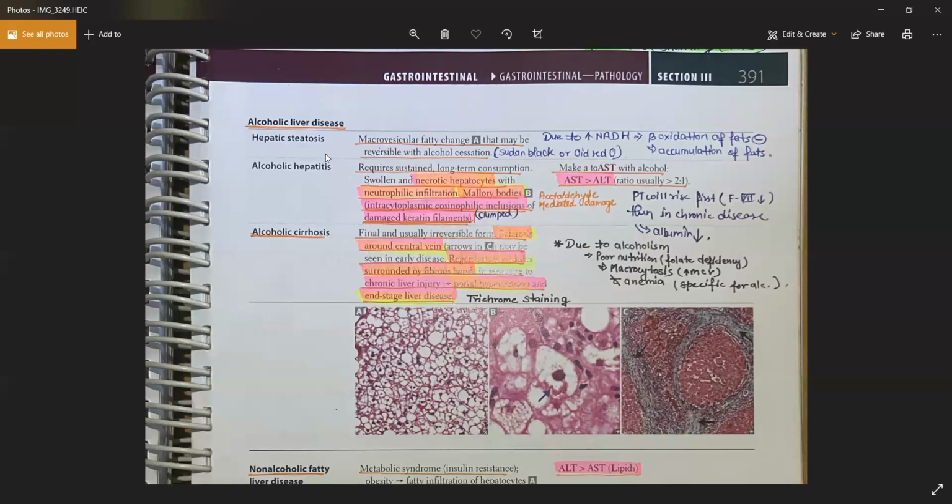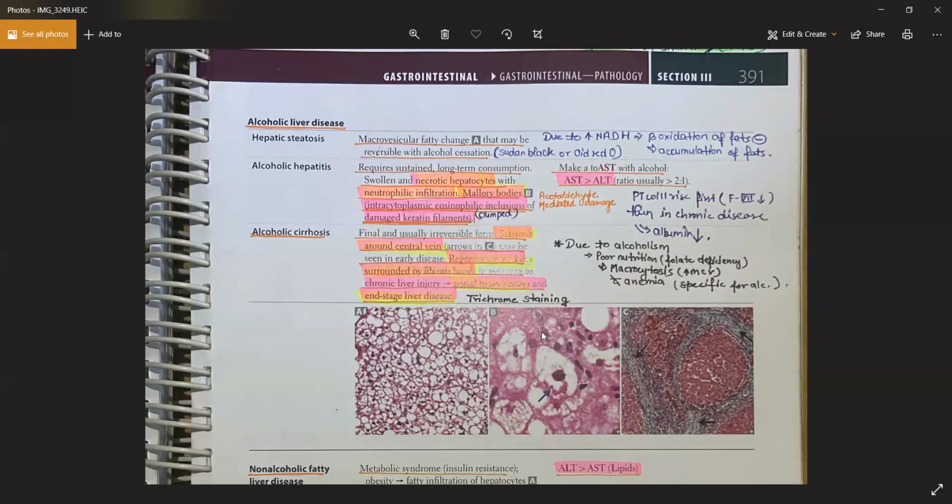Now, if you continue to drink alcohol, it can lead to inflammation of the hepatocytes, and that can lead to alcoholic hepatitis. It is a necrotic type of inflammation. The necrosis of the hepatocytes will occur, and because the necrosis is there, there's always neutrophilic infiltration, right? You will get intracytoplasmic inclusions of the damaged keratin of the cell, and these are seen as the Mallory bodies.